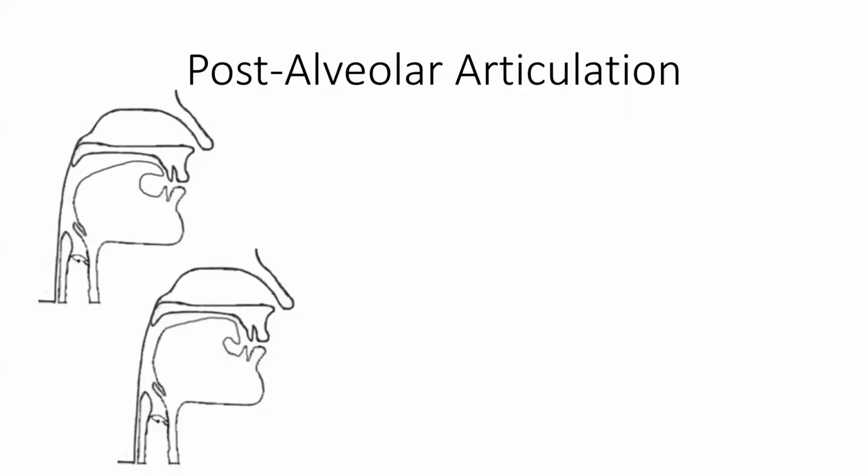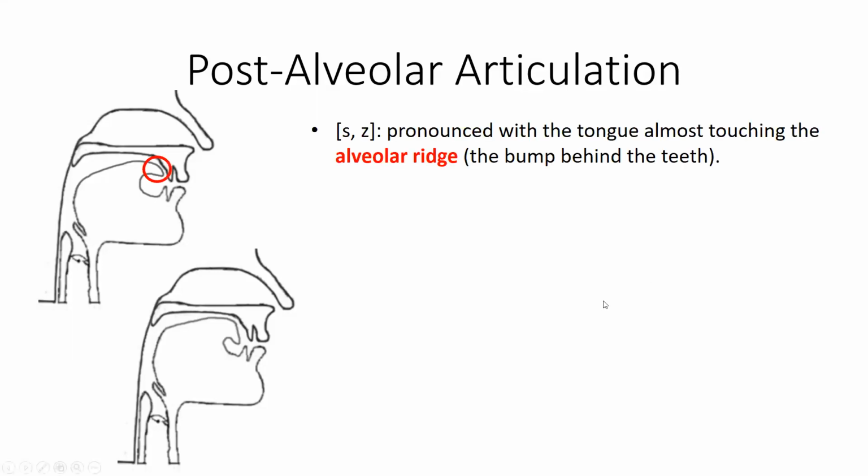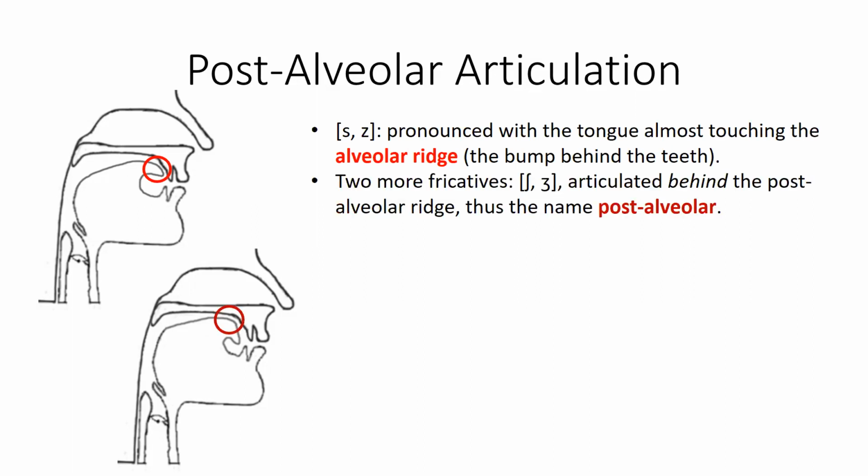So we're going to talk now about the post-alveolar articulation. Remember, we just talked about S and Z. They're pronounced with the tongue almost touching the alveolar ridge, like you see in that top picture there. The alveolar ridge, remember, is that bump behind the teeth. And we'll look now at two more fricatives, sh and zh.